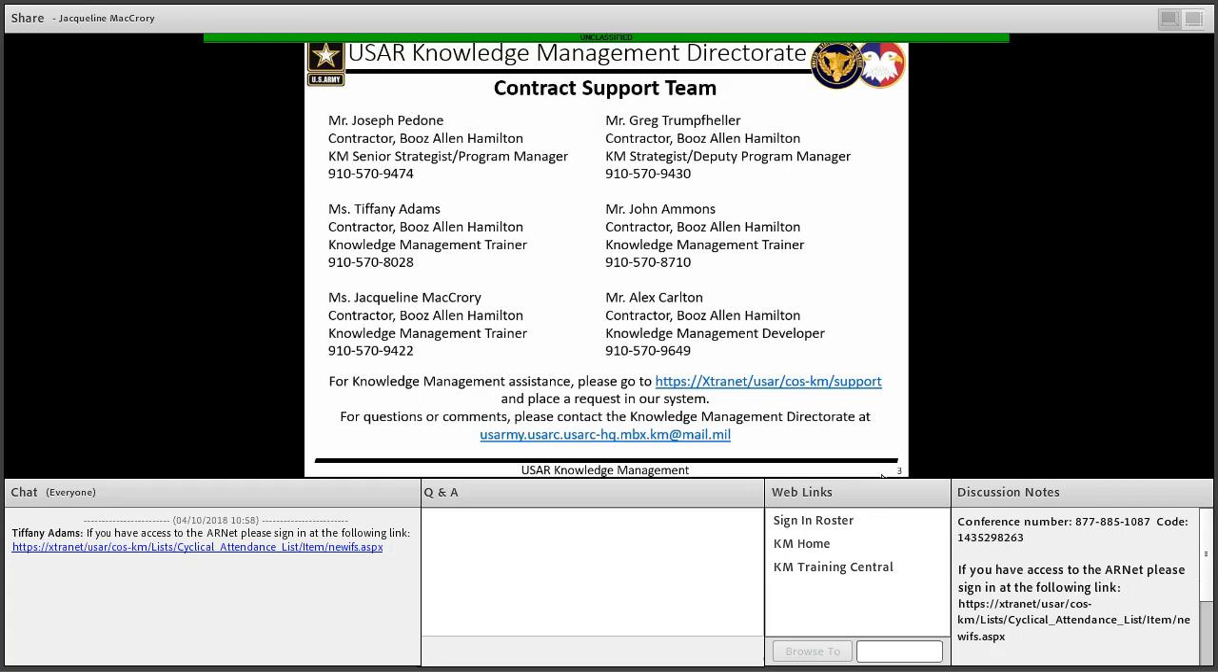And we also have, at the very end, I'll show you some training that we offer. The team's always here to help. We have a ticketing system as well that's listed on the bottom here, as well as a group email box, in addition to our individual phone numbers.